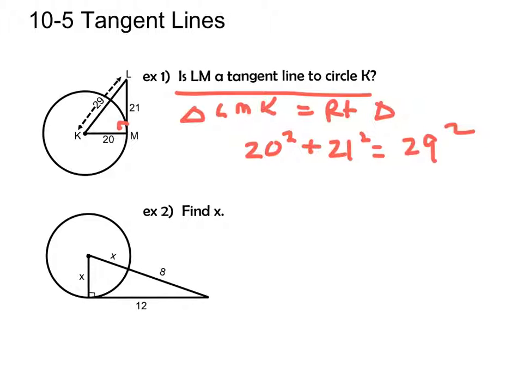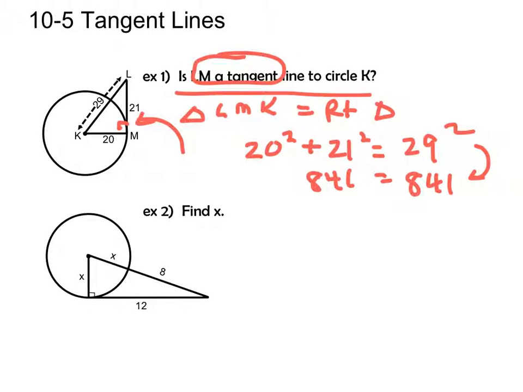Grabbing my calculator to verify all this, if I do 20 squared plus 21 squared, I'm going to get the number 841. And now I'm going to check to make sure that 29 squared is also 841. And it is. So since the Pythagorean theorem holds, this triangle is a right triangle, therefore LM is a tangent line.